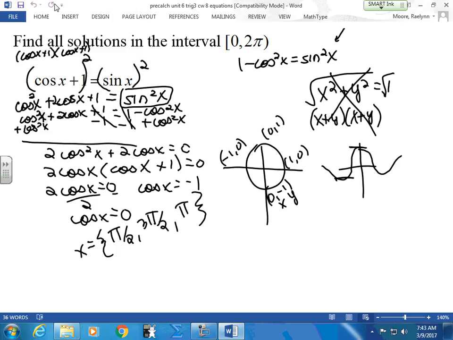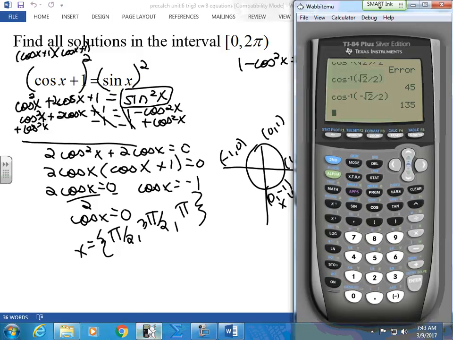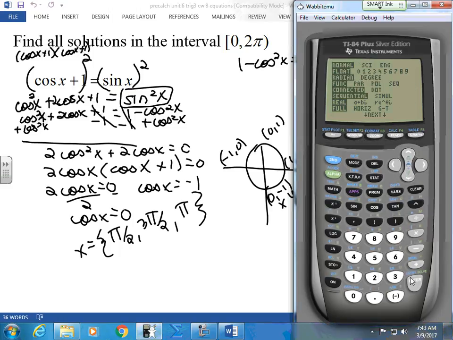Now, it's not that bad. You go to your calculator and you put it on your calculator. So I'm just going to leave my mode in radians. I just need them to be equal. I don't care what it looks like. I just need them to be equal.